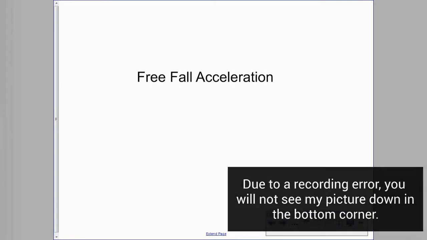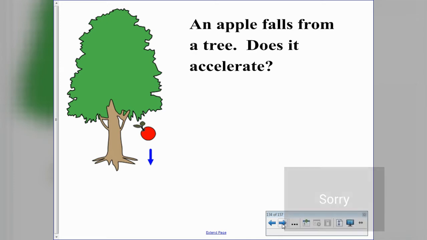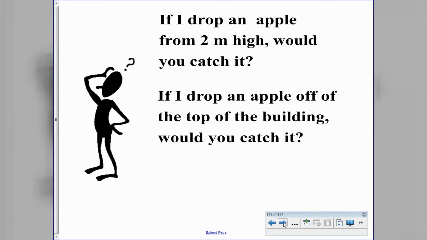Just as a reminder, free fall acceleration is a type of constant acceleration in which something is falling. We asked ourselves again, if an apple falls from a tree, does it accelerate? Think about these two questions. Would I catch that apple if it only fell 2 meters? Would I catch the apple after it's been falling off a very tall building? You might again say to yourself, yeah, I definitely catch it if it fell from the tree from just 2 meters, but I might be a little bit more hesitant if it falls from the top of a large building. And again, the reason why is because it'd be going a lot faster.